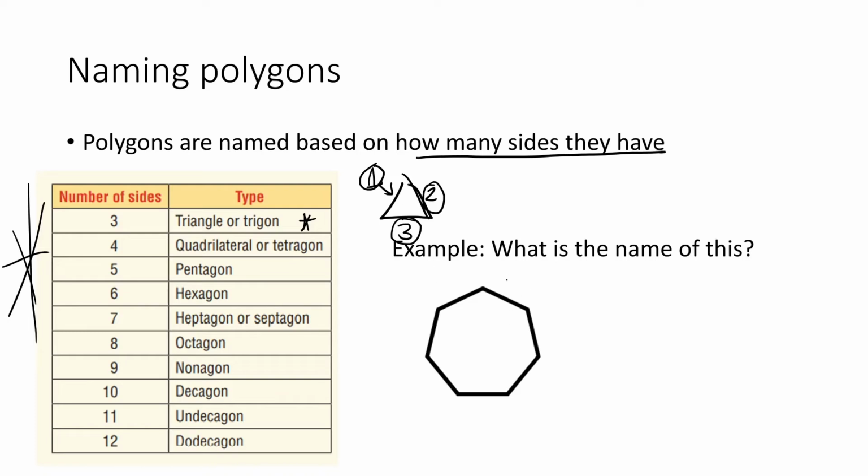Then they'll give you a shape and ask you what the name is. So you count the sides: 1, 2, 3, 4, 5, 6, and 7. You look at your table, number of sides is 7, so the name of this shape is called a heptagon or septagon. They're both the same.